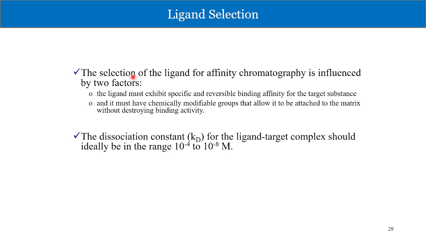It must have chemically modifiable groups that allow it to be attached to the matrix without destroying its binding affinity. And the dissociation constant for the ligand-target complex should ideally be in the range of 10 to the power minus 4 to 10 to the power minus 8 molar. That is, it should not be very high or very low. It is ideal.